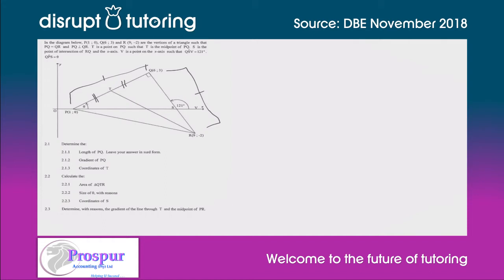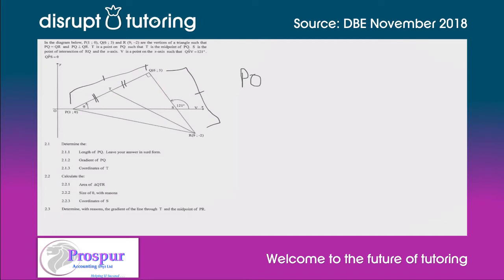Right, so dealing with 2.1 in this particular question, they've said to us 2.1.1, the length of PQ. So we need to determine the length of PQ. Leave your answer in surd form. So we're going to use our distance formula here. Okay, so we're looking at PQ, which is this one over there. Let's first write down our distance formula.